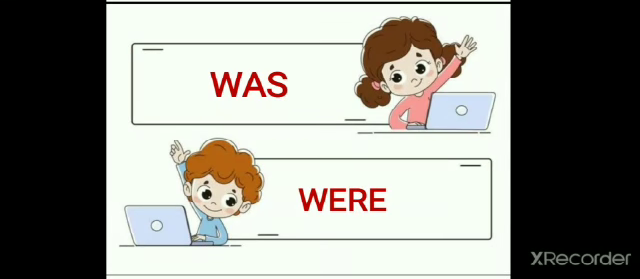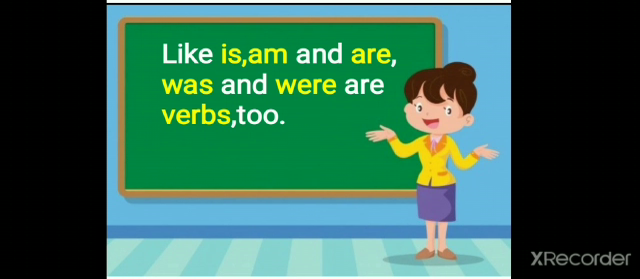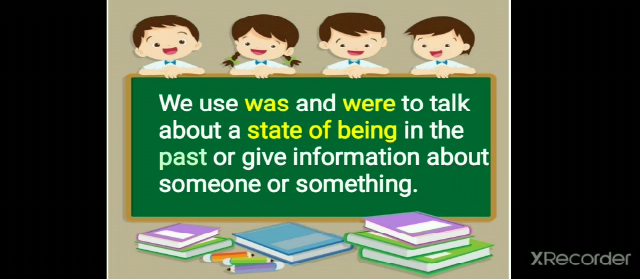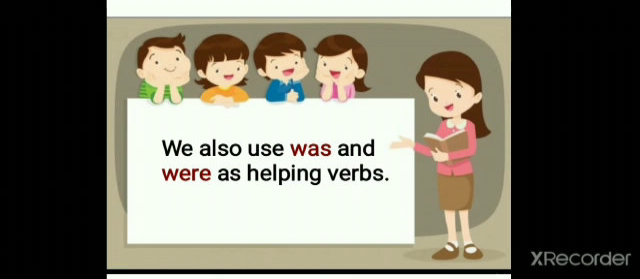So, let's get started. Dear students, let us understand and learn about was and were. Like is, am and are, was and were are verbs too. We use was and were to talk about a state of being in the past or give information about someone or something. We also use was and were as helping verbs.